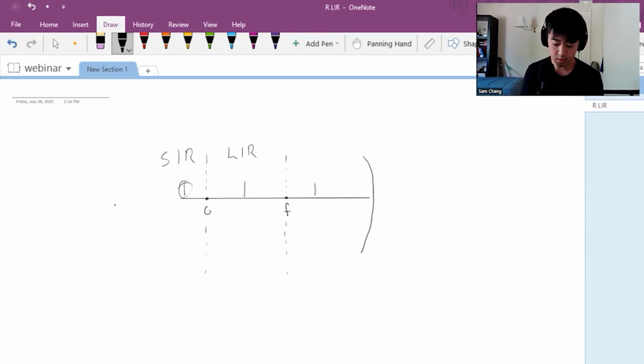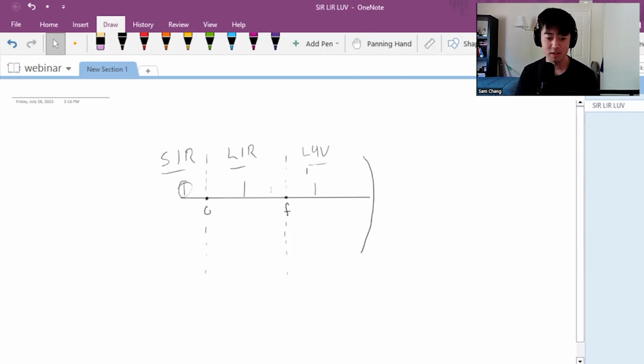And then if you have an object here that is in front of the focal point, it's going to again produce a larger image, but instead it's going to be upright and virtual. The mnemonic that we use is kind of cheesy, I know, it's just Sir Lure Love. I think someone mentioned SUV, and that's for diverging lenses and mirrors. That's part of this mnemonic, and it's a shortcut to quickly knowing, if it's past the focal length, then it's going to produce a larger image that's inverted and real. If you have an object that's in front of the focal length, it's going to produce an image that's larger, upright, and virtual.